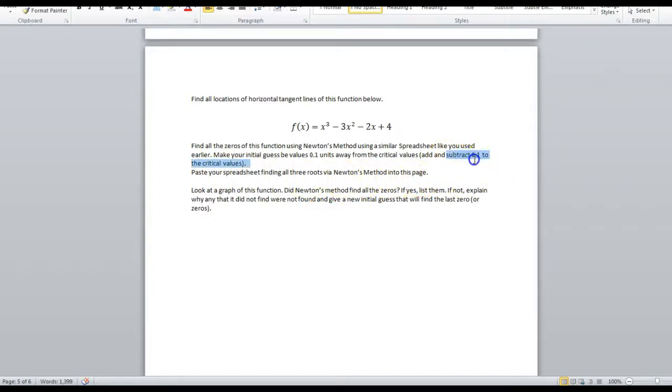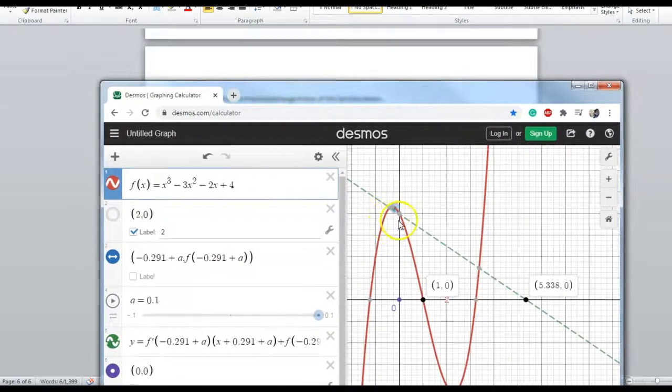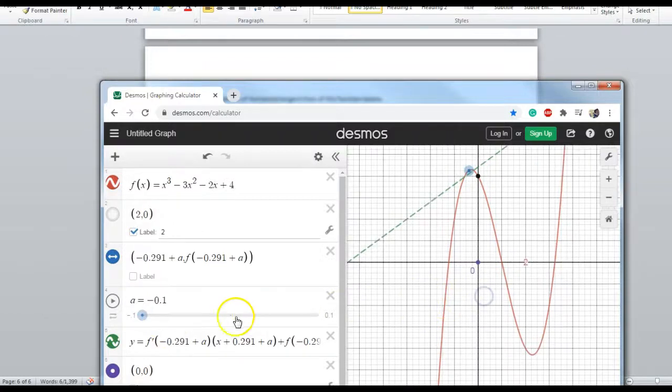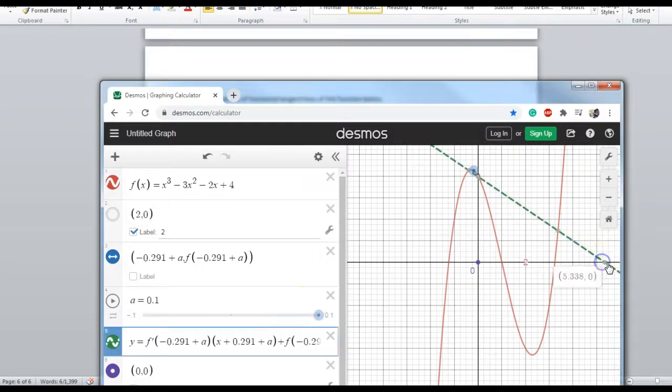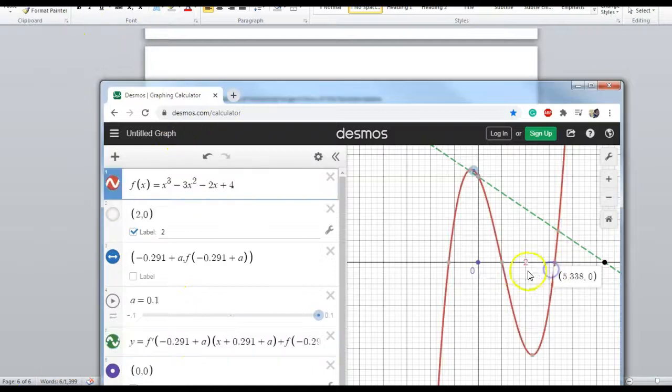Adding and subtracting a tenth from those critical values. So I got my critical value at negative 0.291. You need to find it with more decimal places, but if I add and subtract a tenth, the hope is that you can see what's happening when I move off of that a little bit. Where do these places hit? What coordinates do I hit? And why especially is that a problem for that middle 0 there?